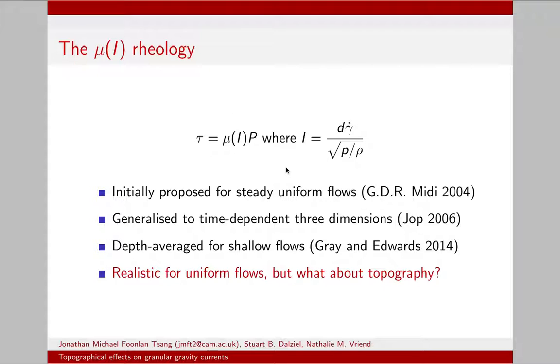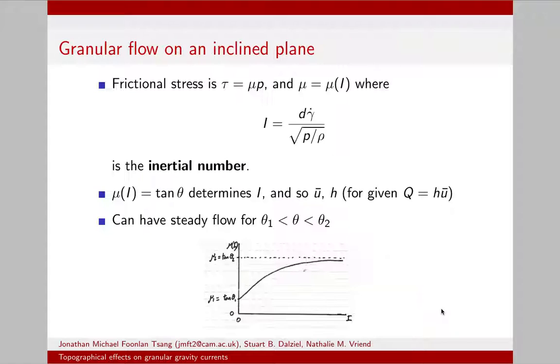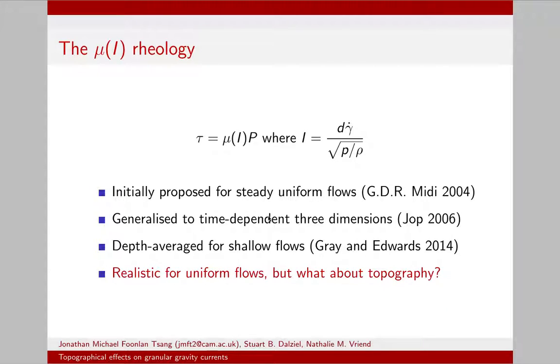What I've just described to you is called the mu of I rheology, and it was initially proposed for steady uniform flows, so without bumps. It was then generalized to 3 dimensions and to time-dependent flows, so as to get Navier-Stokes type equations. Then these full equations were depth averaged for shallow flows, and Gray and Edwards came up with shallow water-like equations, which I'm going to call shallow sand. Now, the mu of I rheology is very realistic for uniform flows because that's what it was calibrated for.